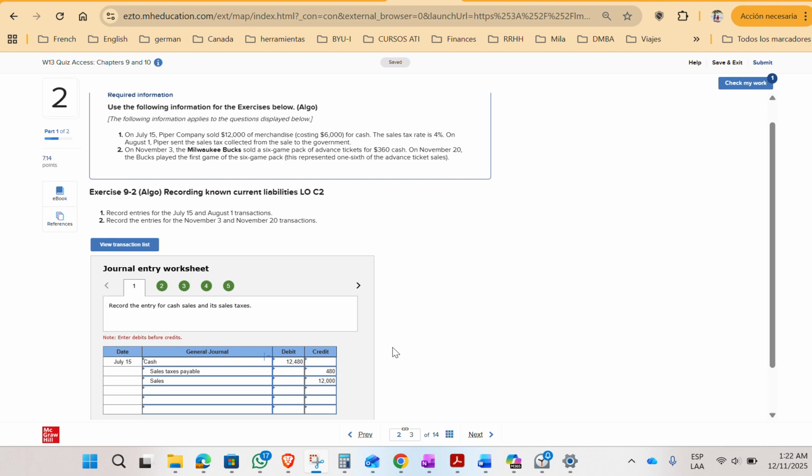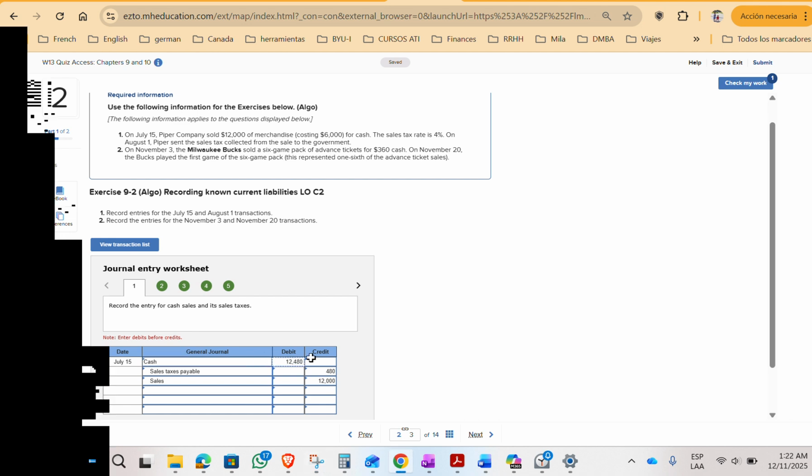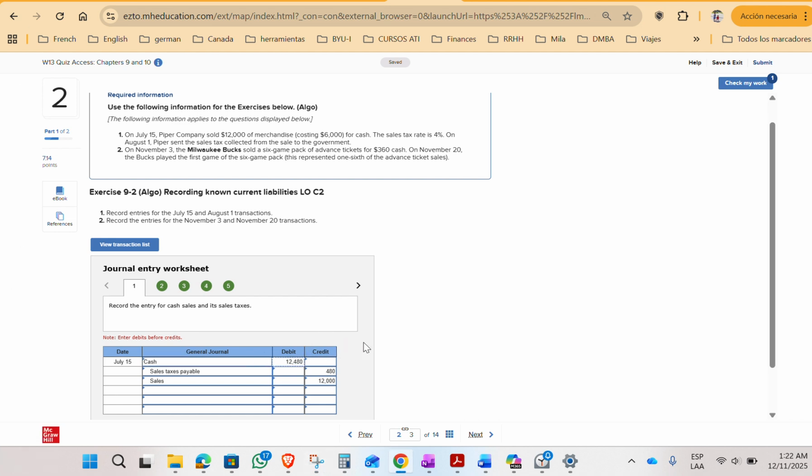So the cash that we're going to record as a transaction is 12,480 as debit. So we're going to write here cash, and the amount is 12,480. This total amount is going to be separated into sales taxes payable, which is the 480, and the sales, 12,000.